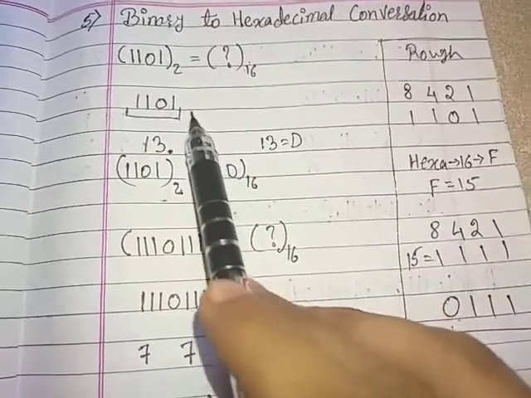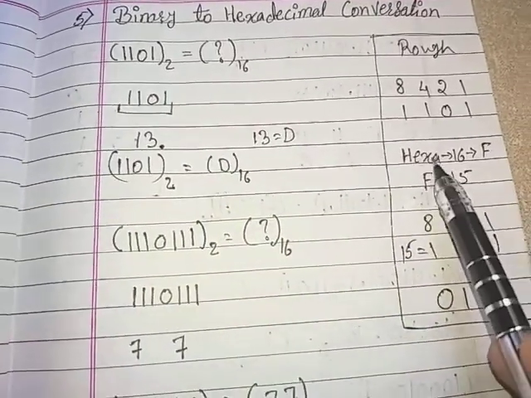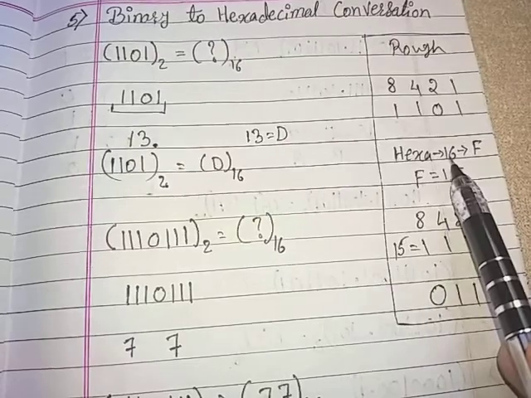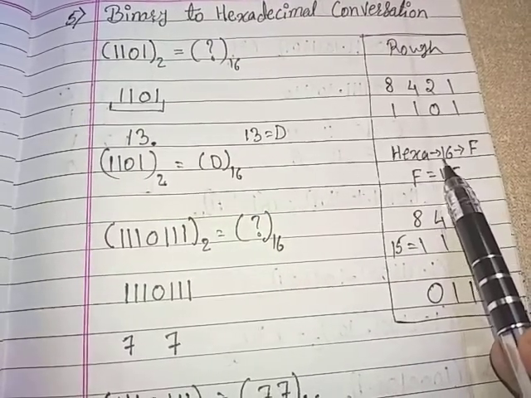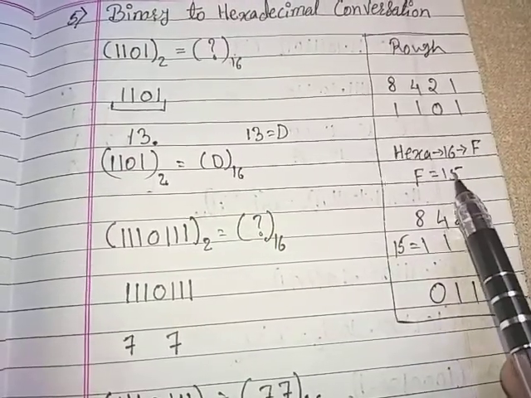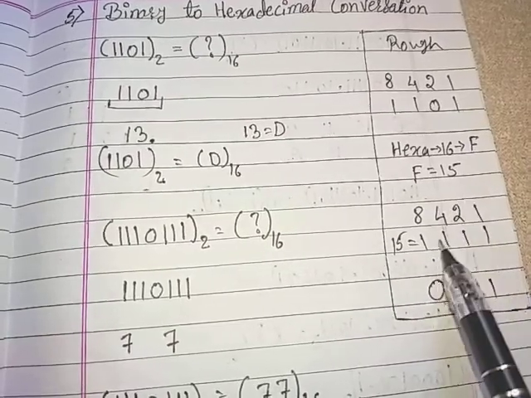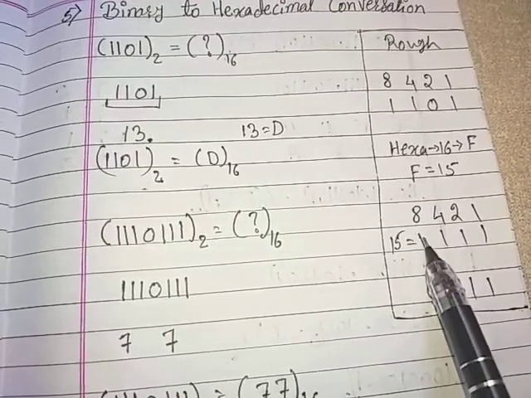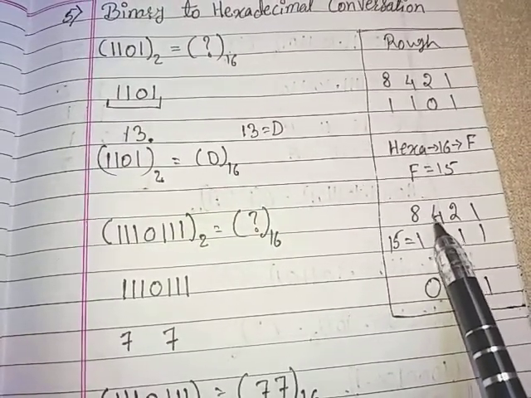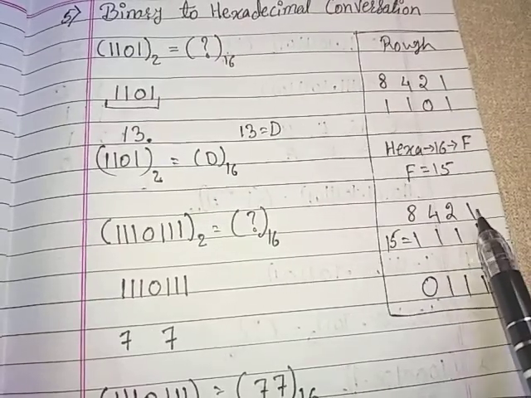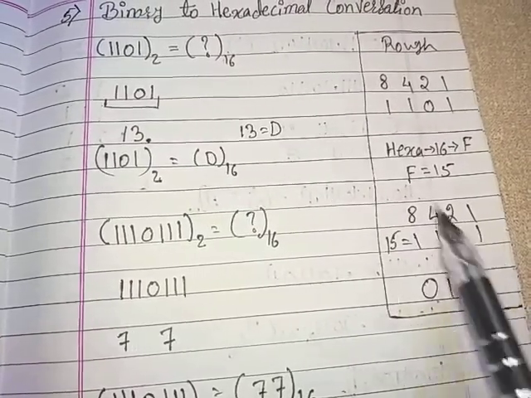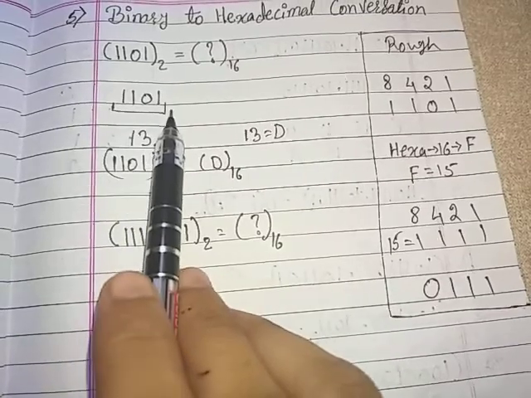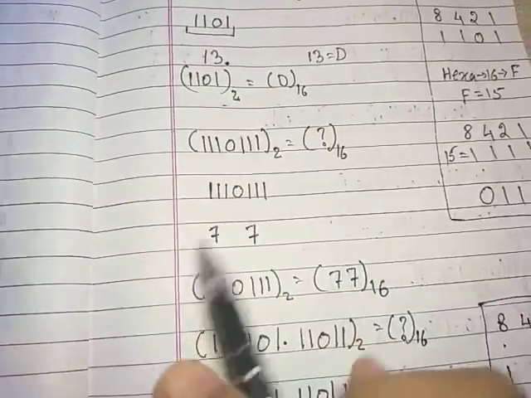Now why 4 bits? As we know that the hexadecimal number system consists of 16 numbers and the maximum value is F, that is 15. To write 15 in binary, we need 4 bits, that is 8 plus 4 12, 12 plus 2 14, 14 plus 1 15. That's why we are making group of 4 bits. Now let's move to the next example.